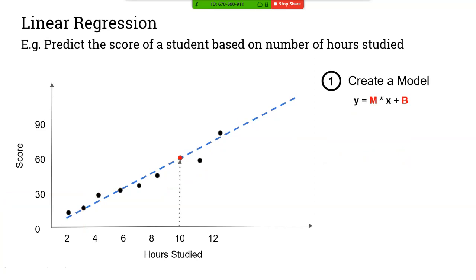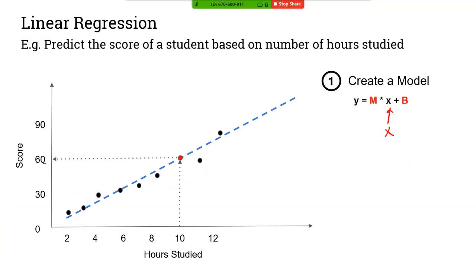And once we have this line, making predictions is a trivial task, right? Because for a given x, if you want y, all you have to do is plug the value of x into this equation, and you will get the predicted y. In our case, we are predicting that the score is 60 marks.